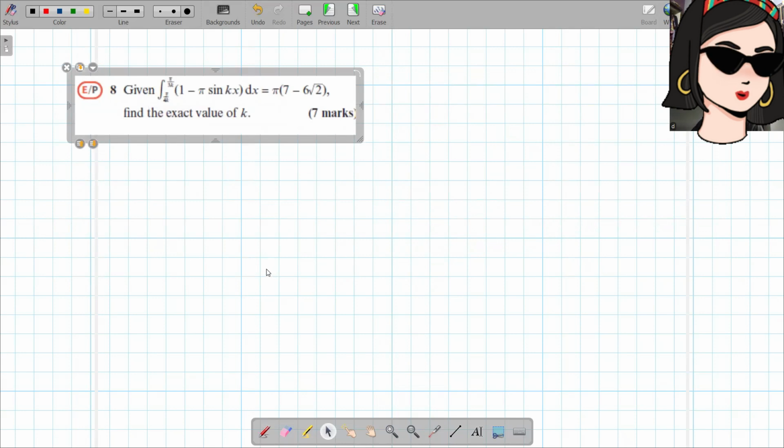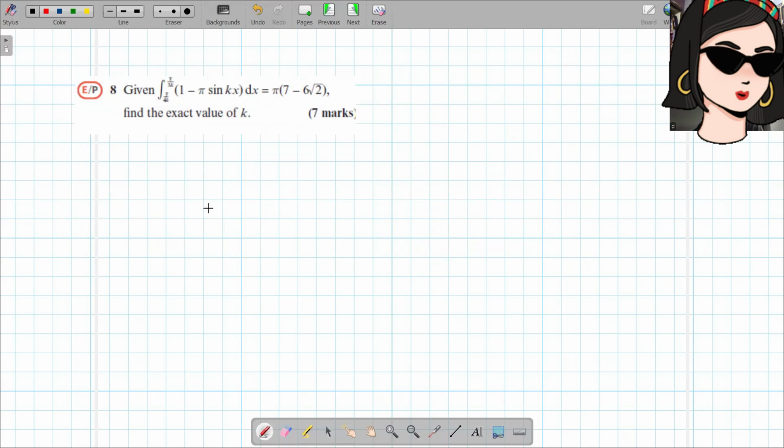In front of the x, so it's going to be. k is in the limits as well. Oh, is it? Okay, let's solve it.